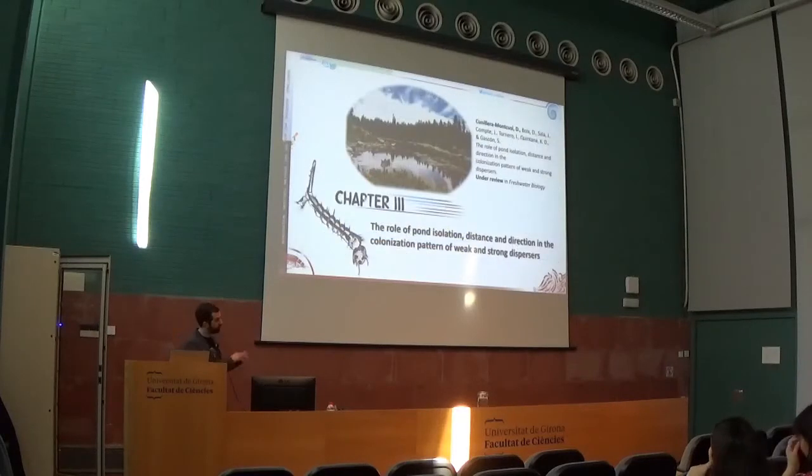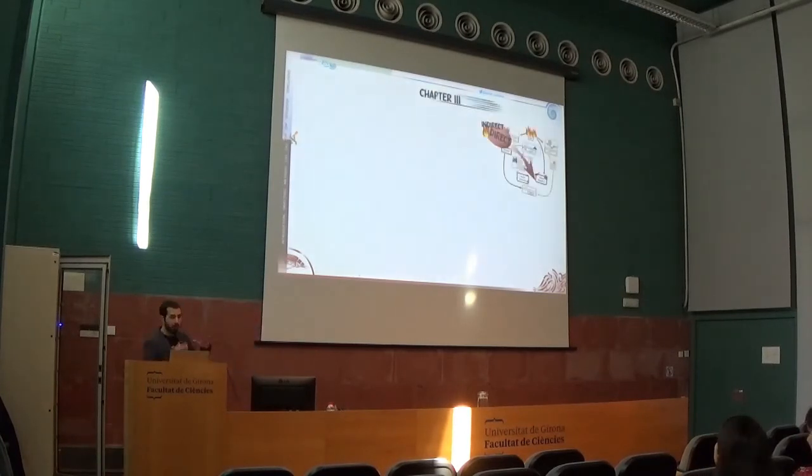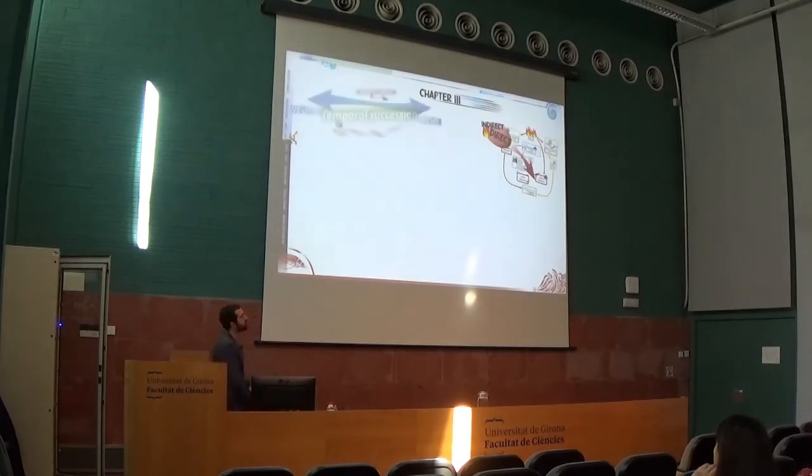Having said all these, we now move towards chapter 3, which is entitled The Role of Pond Isolation, Distance and Direction in the Colonization Pattern of Weak and Strong Dispersers, that is currently under review in Freshwater Biology. We have said that the wildfire affects species according to their dispersal abilities, and that temporal succession has a stronger role than the wildfire itself.